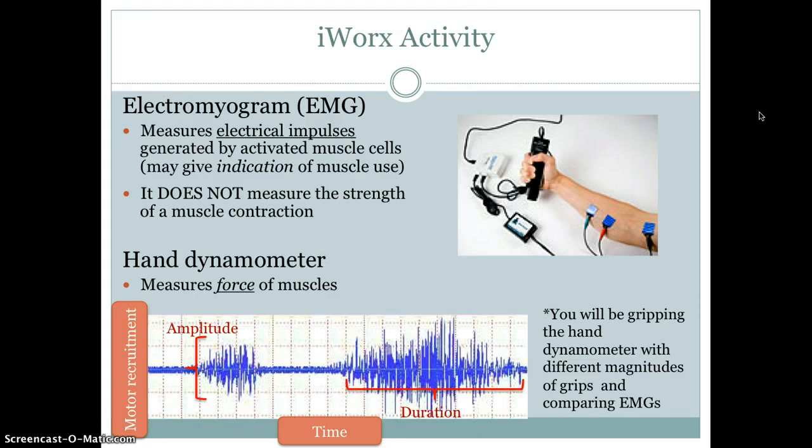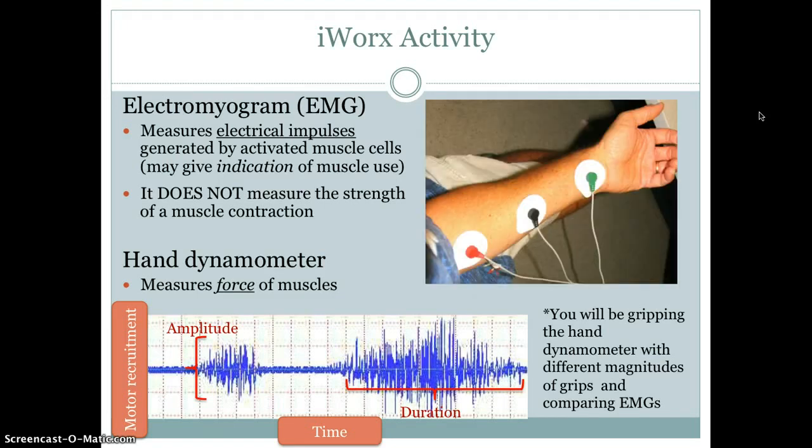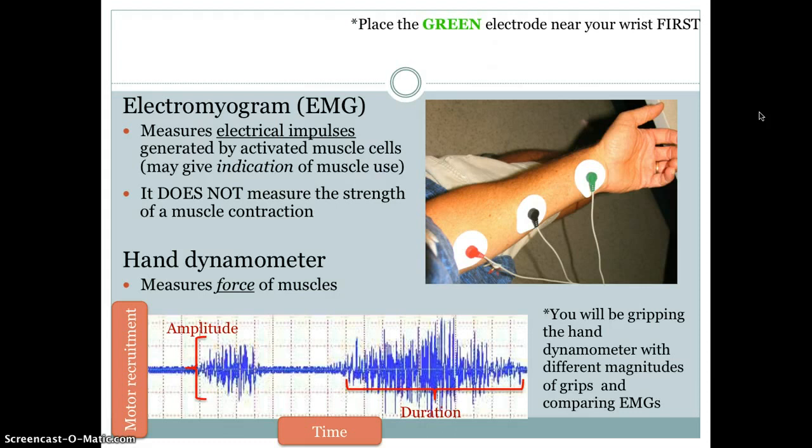Notice in this graph that the motor recruitment is indicated on the y-axis and time or duration on the x-axis. When applying the electrodes this week, first place the green electrode near your wrist, then the black and red electrodes on the forearm and antecubital regions. Remember, green is a ground electrode.